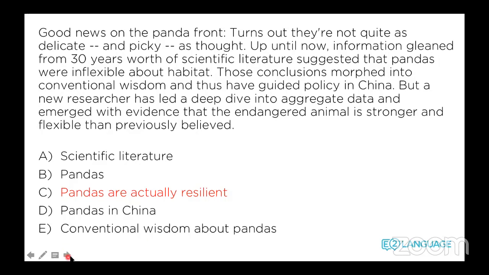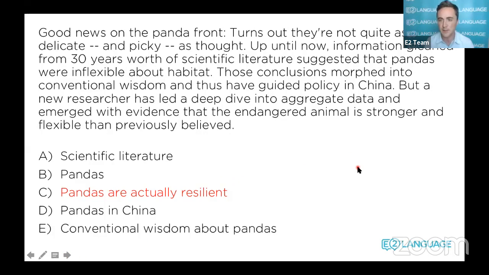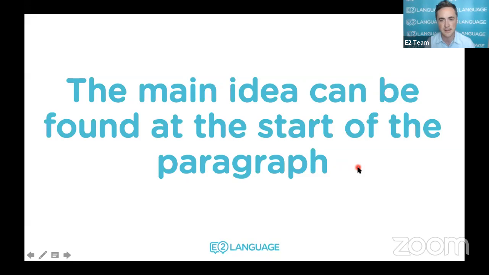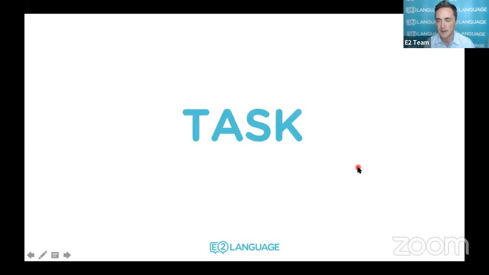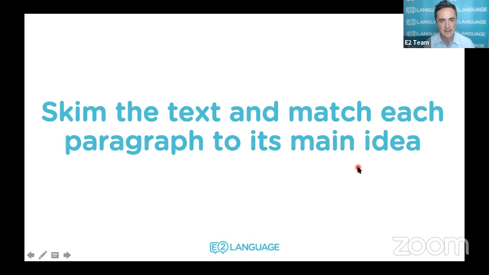There you go. So you've just learnt the first trick, which is to skim the first sentence. The main idea can be found at the start of the paragraph. Let's do a task. I want you to skim the text. In other words, read the first sentence and match each paragraph to its main idea.